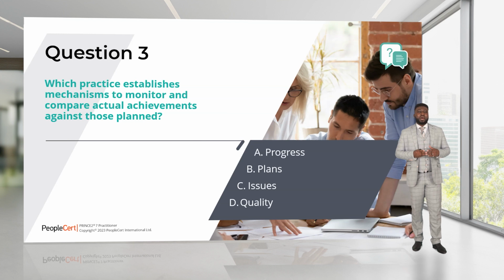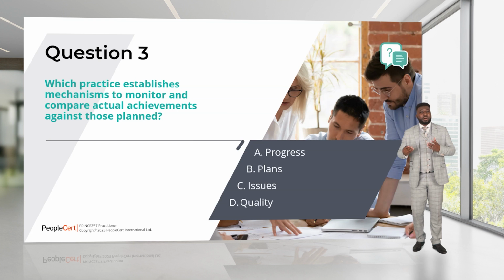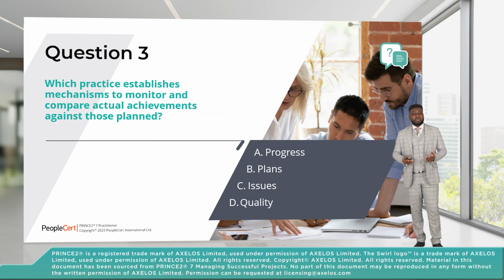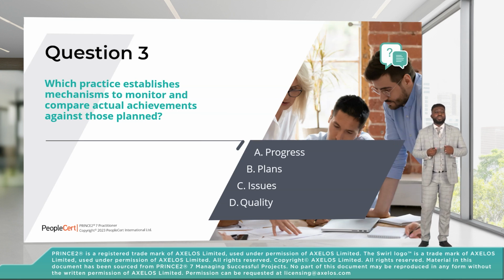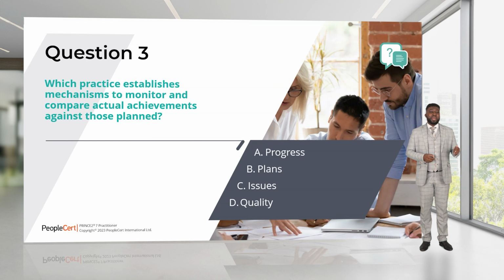Plan is there to allow us to basically define what it is we want to build, how long it's going to take, how much it's going to cost, how many stages are we going to have, and so on. But this is basically an estimate. Progress is what we use to establish a mechanism to monitor and compare the actual against those plans.